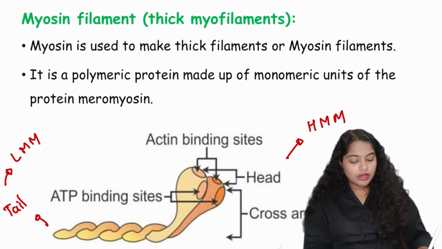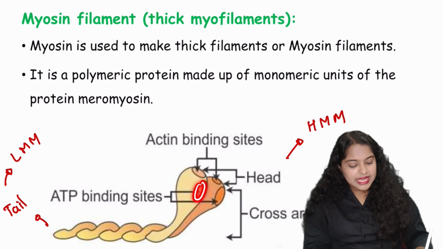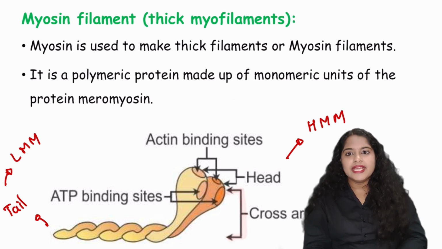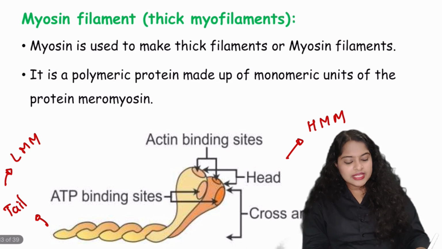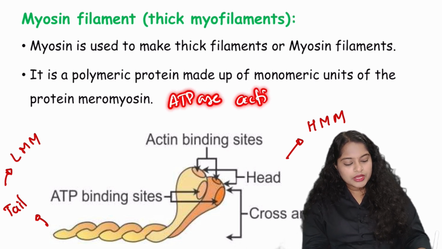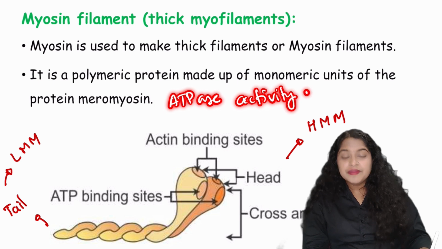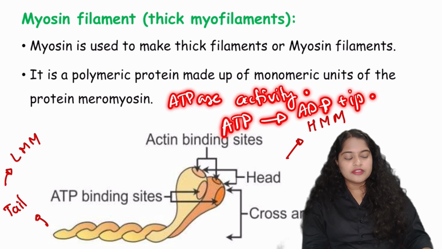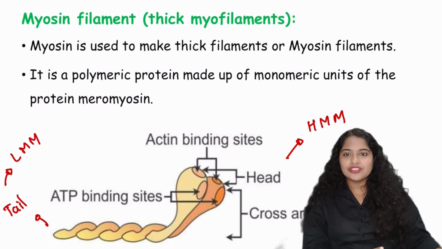And the head portion of this meromyosin contains an actin binding site as well as ATP binding sites. And there is also a crow's arm present in this meromyosin. The myosin head has ATPase activity. Because of this ATPase activity, at resting state, ATP is converted into ADP plus Pi, inorganic phosphate. That is called the hydrolysis of ATP.